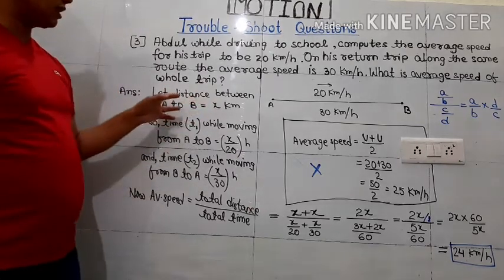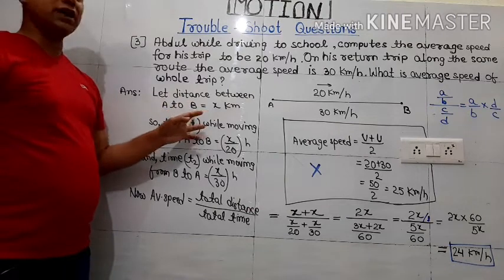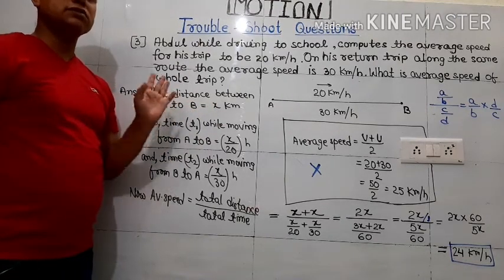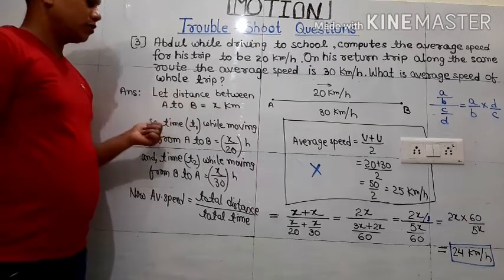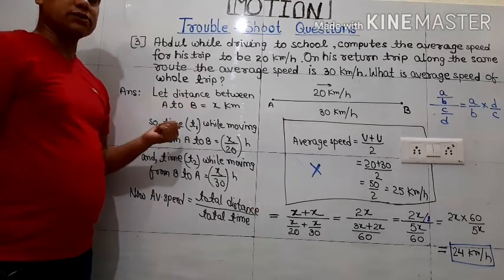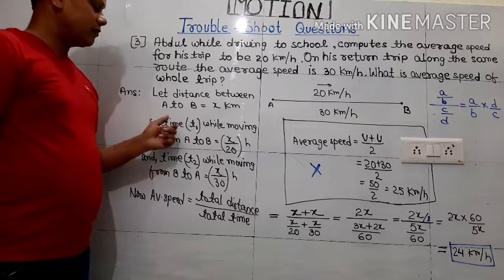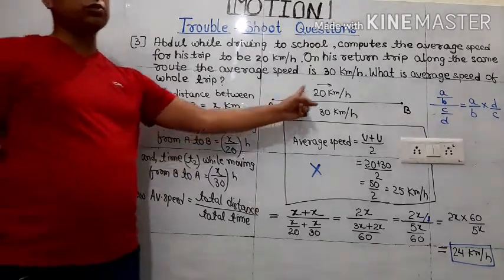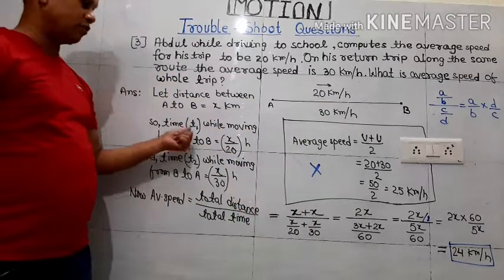So suppose I have taken, let the distance between A to B, that means from home to school, is x kilometer. Okay, there will be some gap. Now, we have to calculate the time also. So for getting time, suppose T1 I have given the name, while moving from A to B, from home to school, I have taken time T1.